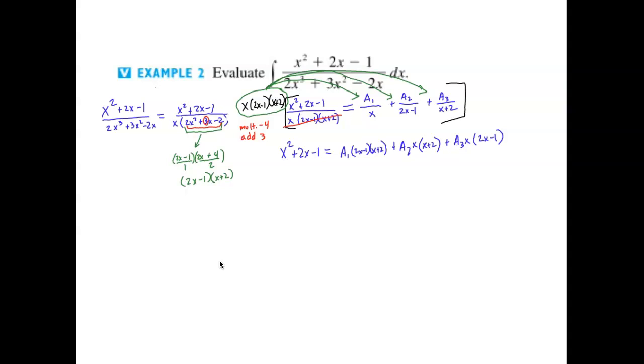Expand the right-hand side. Yes, it's obnoxious. I understand. I gave you fair warning about this unit. Lots of algebra.